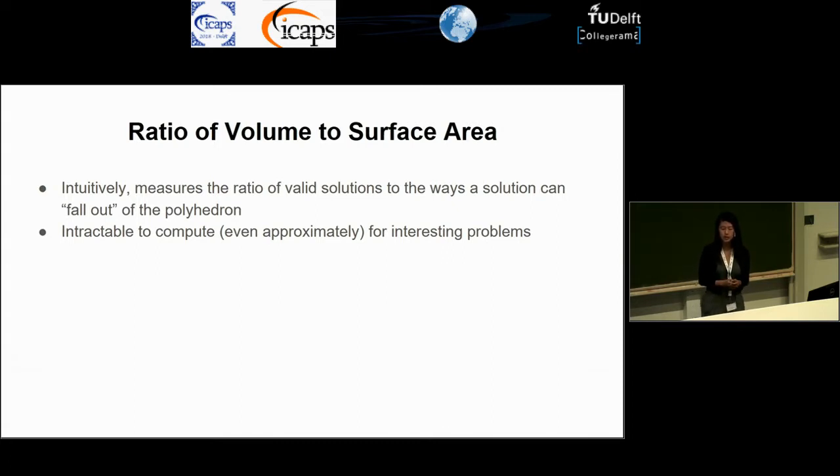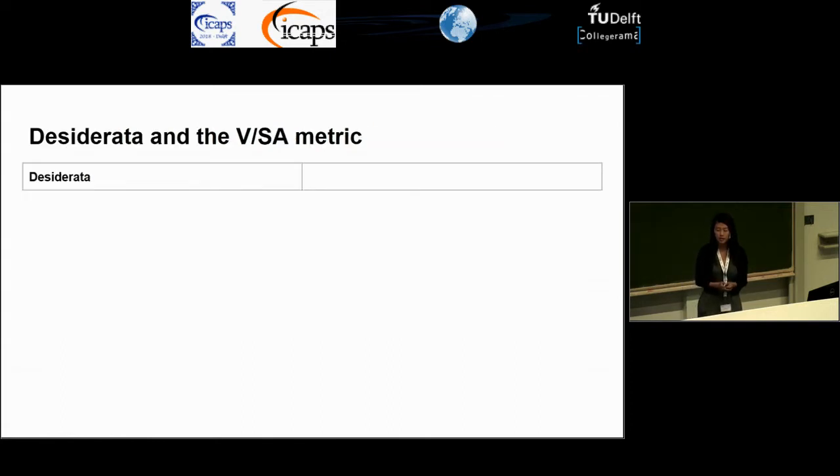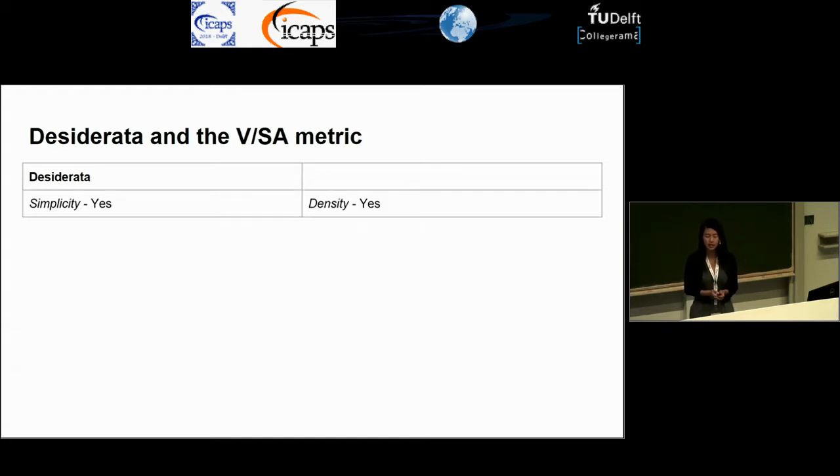It's not really feasible to compute because volume and surface area both take exponential time for STNs, and so this isn't entirely feasible, but we thought it had some interesting properties that we wanted to look at. So running through the desiderata for the volume to surface area metric, it does satisfy simplicity and density with some math that we have more of in our paper.